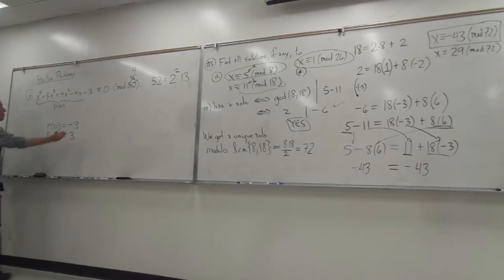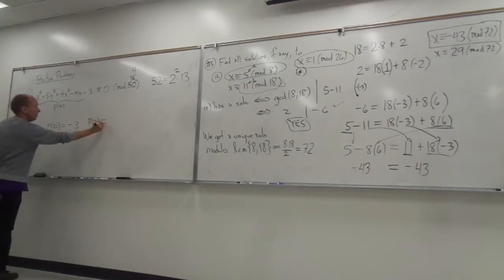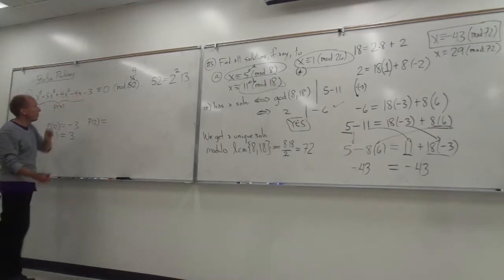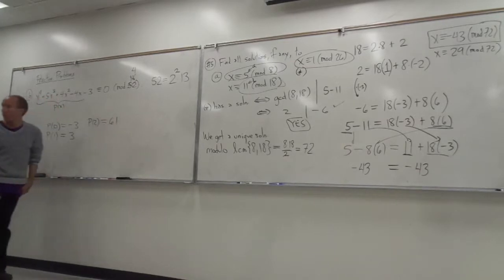Okay, P of 2. If I just plug in 2, I'll get what? 16, help me out with the numbers here. 16 plus 40, that's 56, plus another 16, 72, minus 11 more, that would be 61.